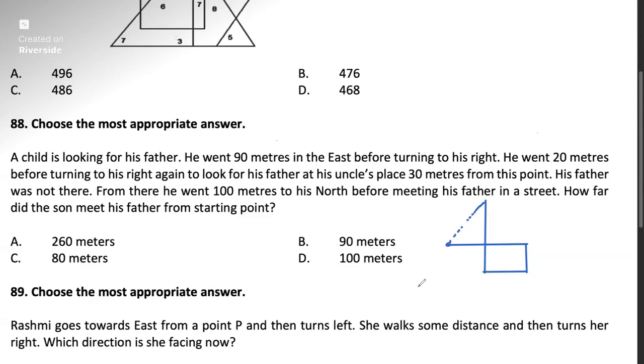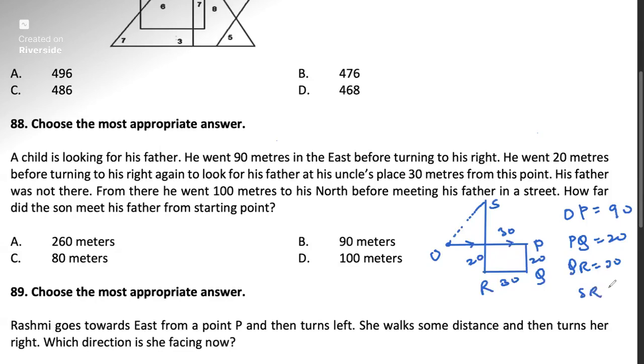The child is looking for his father. Let's call this point the origin. He went 90 meters over here. OP is given to you as 90. PQ is also given as 20. This is 20, this is 20. QR is also given, it is 30. Then SR is also given as 100.